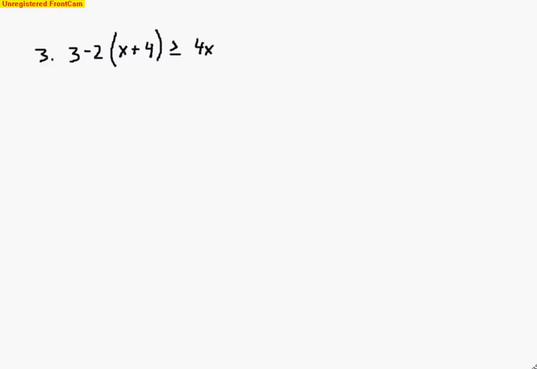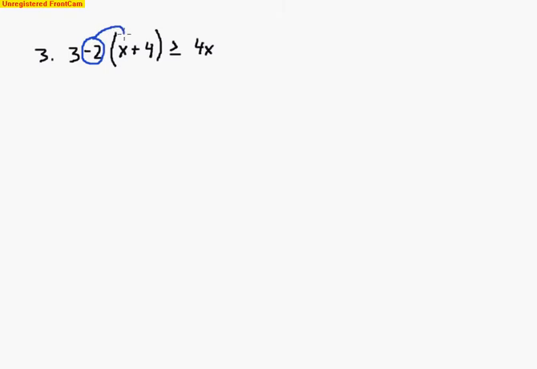So today we are going to solve inequalities with variables on both sides, and we're going to try to eliminate this set of parentheses. Well, when we do that, a lot of people want to subtract the 2 from this 3 and get 1, but that would be a mistake. We don't want to do that because order of operations says that we have to multiply before we subtract.